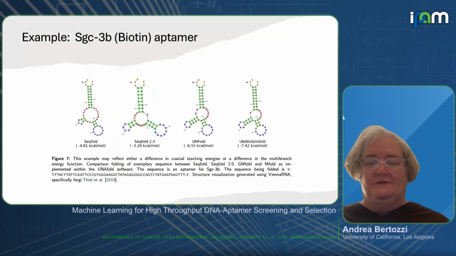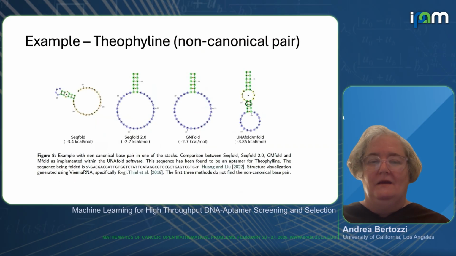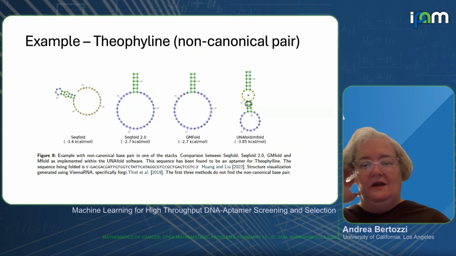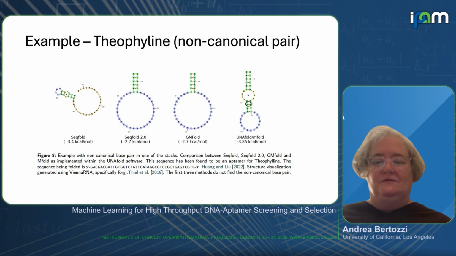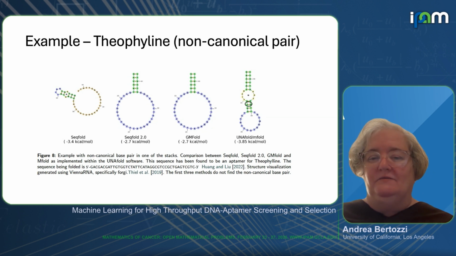There's also this level of uncertainty in the underlying model itself. Okay, so yeah, lots of examples. This is a biotin aptamer, and again, competing very well. Here's an example where we don't perform as we'd like to. And there's a good reason for it.